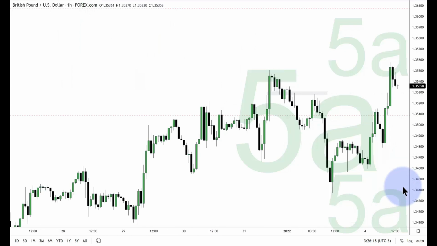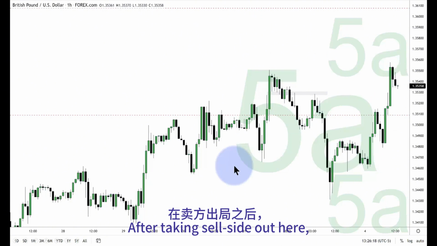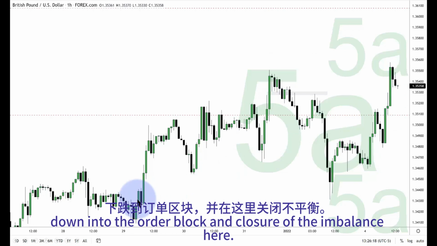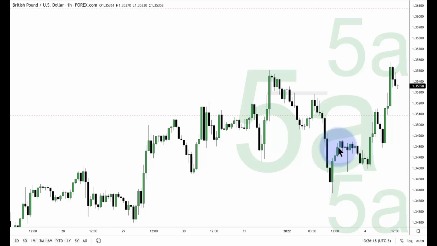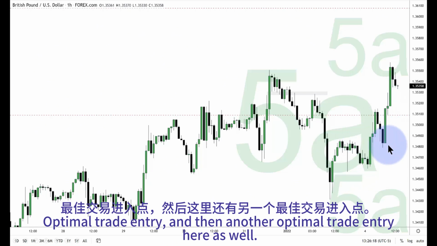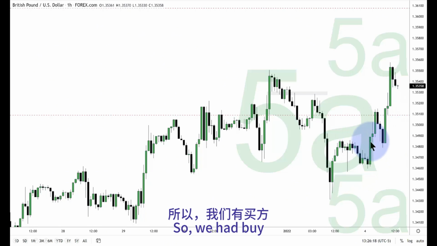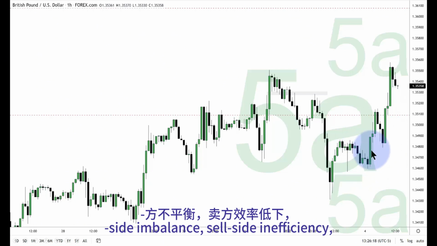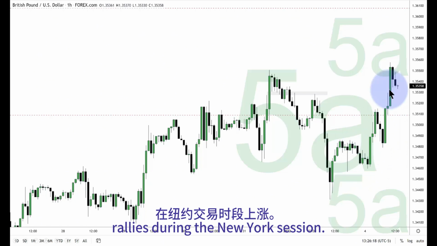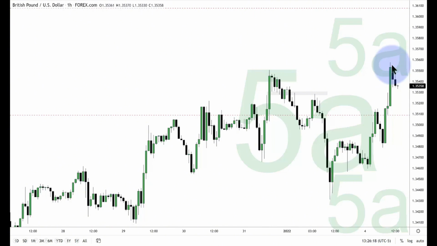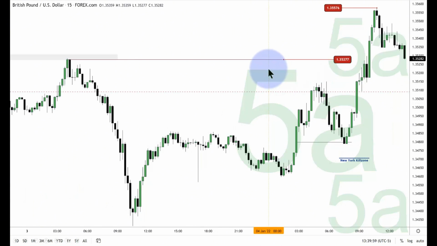British pound, dollar index hourly chart. Buy side was up here, ran through that. After taking sell side out here, down into the order block and closure of the imbalance here. Optimal trade entry and another optimal trade entry here as well. So we had buy side imbalance, sell side inefficiency, rallies during the New York session to take buy side out here. You can see that here on a 15-minute time frame.